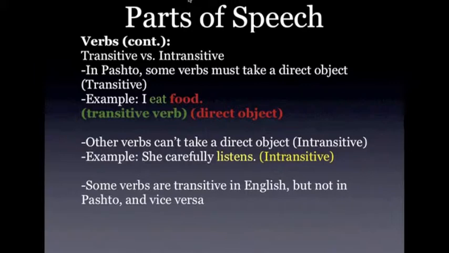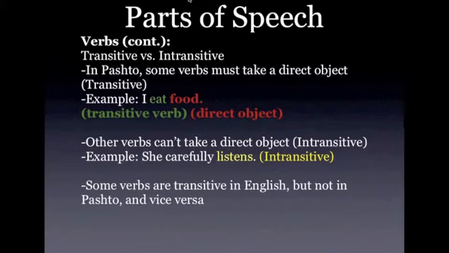Now, another couple of words you're going to encounter with verbs is transitive and intransitive. In Pashto, some verbs must take a direct object. These verbs are transitive. That's all that means, is a verb needs a direct object, it's transitive. An example of this is I eat food. Eat is your transitive verb that needs a direct object. That direct object is food.